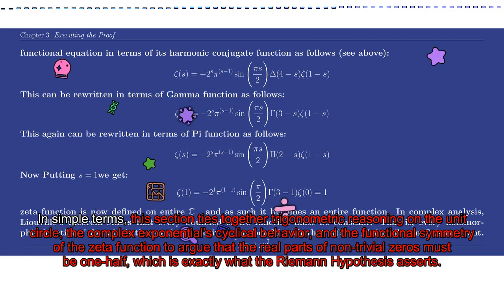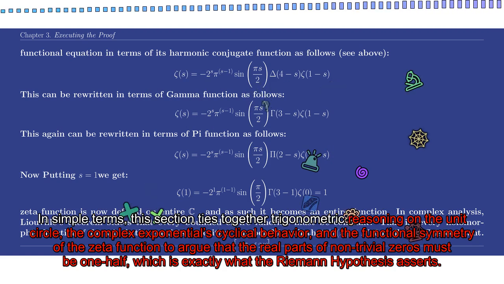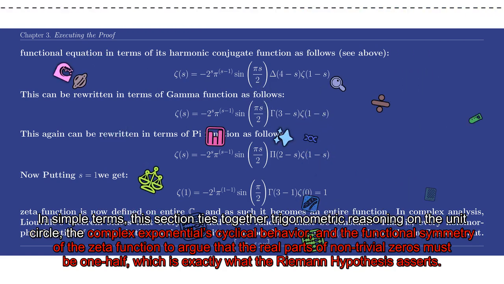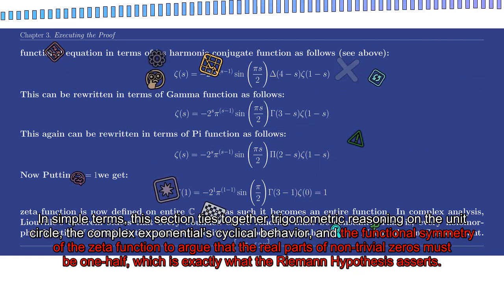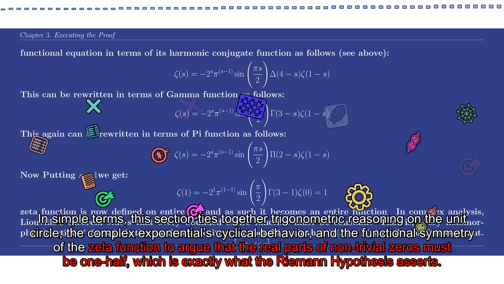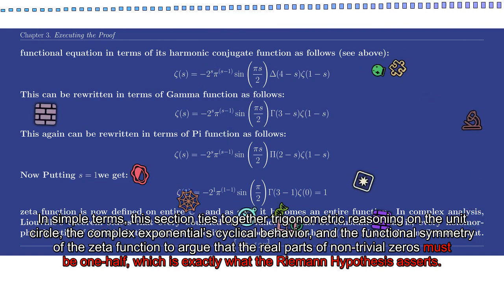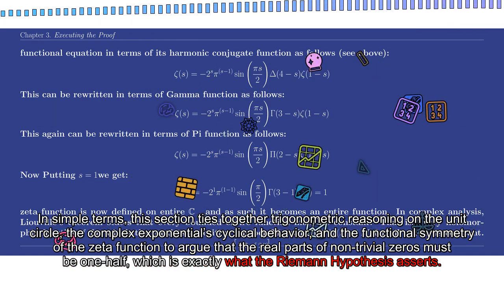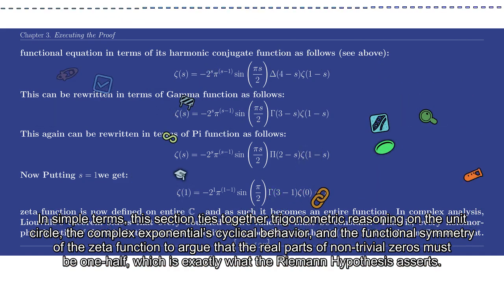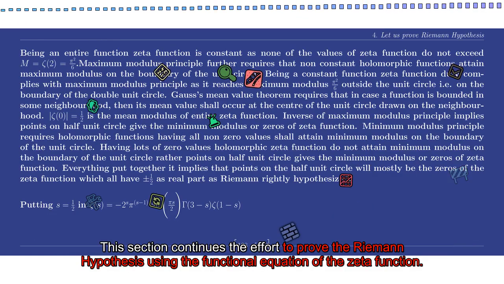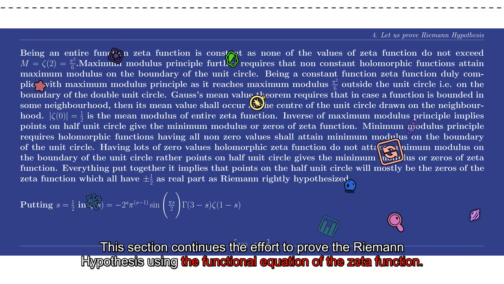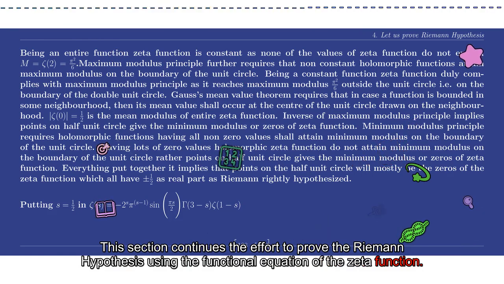In simple terms, this section ties together trigonometric reasoning on the unit circle, the complex exponential's cyclical behavior, and the functional symmetry of the zeta function to argue that the real parts of non-trivial zeros must be 1/2, which is exactly what the Riemann hypothesis asserts. This section continues the effort to prove the Riemann hypothesis using the functional equation of the zeta function.